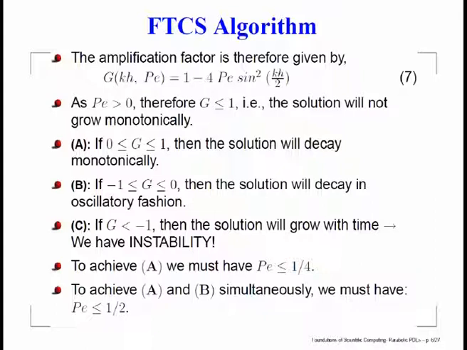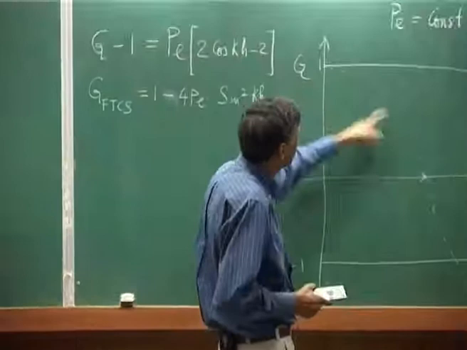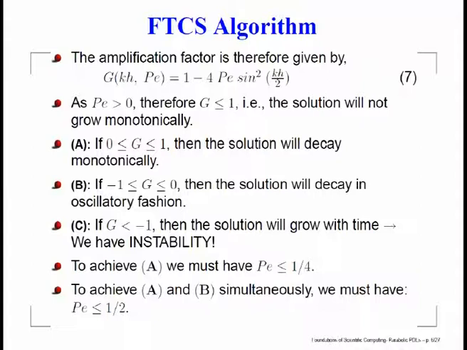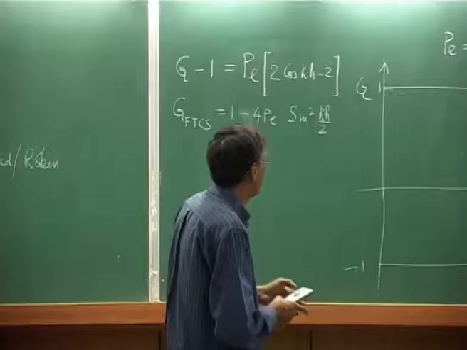Now, as you can see, this sin square kh by 2 at the most can be 1, right. So, if I want to achieve the condition that G should lie between 0 and 1, I only have to see where it becomes equal to 0, and as I showed you, that would happen if you keep your Peclet number less than 1/4. If you do that, you are assured. So, this is a limit prescribed to keep your calculations stable. To solve this equation using this method, you should endeavor to keep the Peclet number less than 1/4, then you will have a solution which will decay monotonically, right. Now, if I also want to allow this possibility, I want to go from here to here.